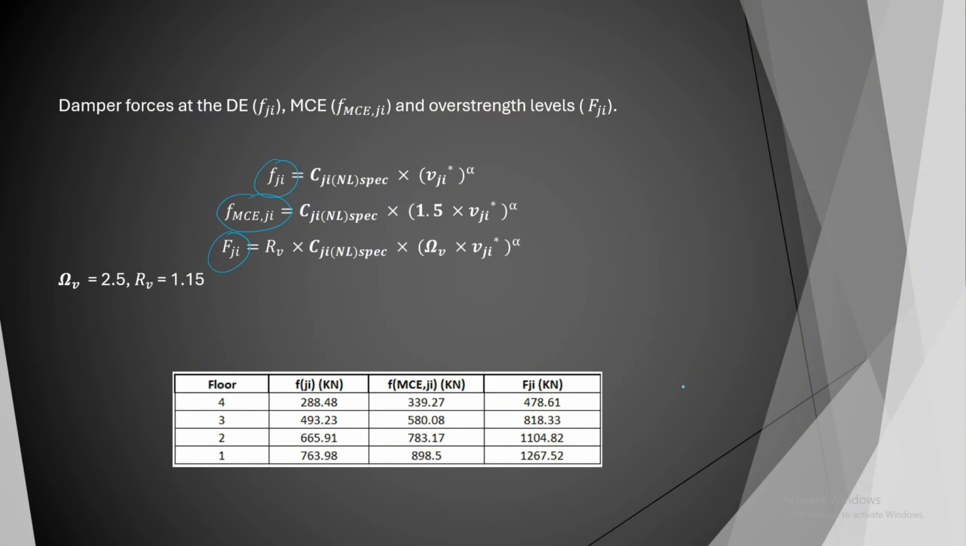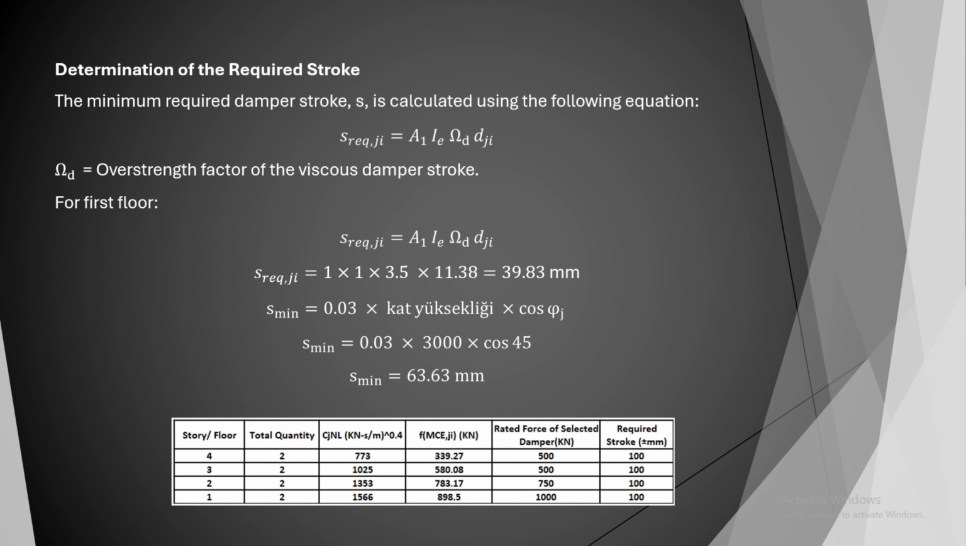Accordingly, dampers are selected with nominal forces of 500 kN for the fourth and third floors, 750 kN for the second floor, and 1000 kN for the first floor. To determine the required stroke, the displacements obtained from the modal response spectrum analysis must be amplified using the omega factor developed for stroke estimation. In addition, the damper must satisfy at least the minimum threshold of 3% inter-story drift.